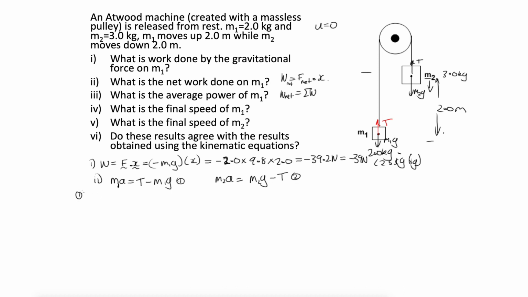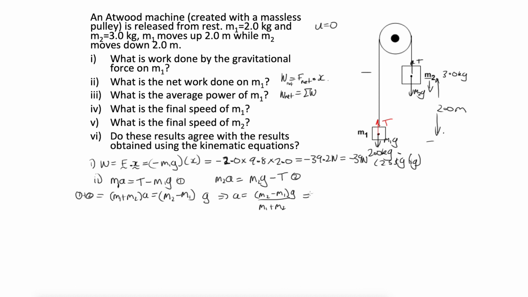Let's sum them together, 1 plus 2, and that gives us m1a plus m2a. So that's (m1 plus m2)a is equal to, now we've got a positive tension here and a negative tension there. So when we sum these, they will cancel out, and we'll have (m2 minus m1) times g. So this tells us that the acceleration is equal to (m2 minus m1) times g over (m1 plus m2).